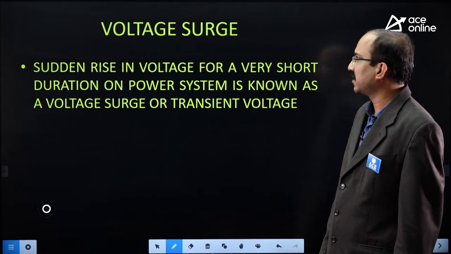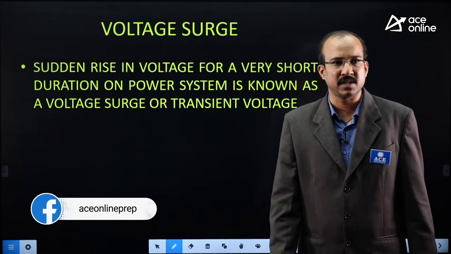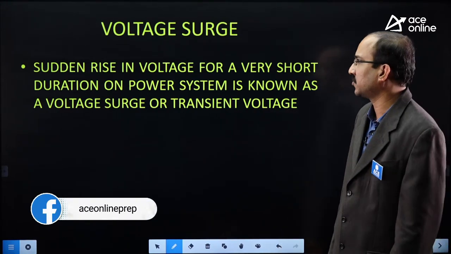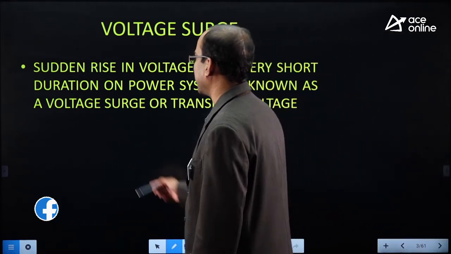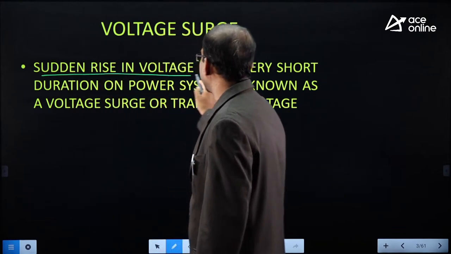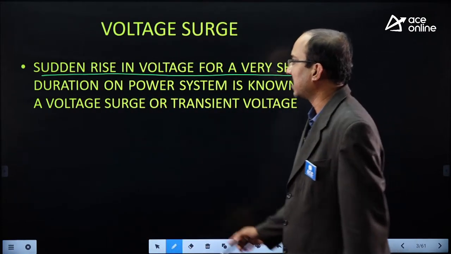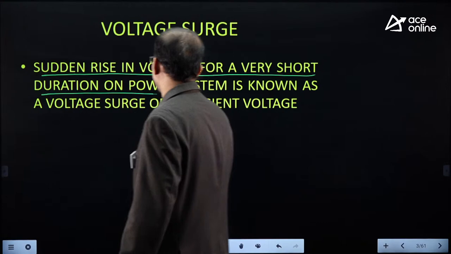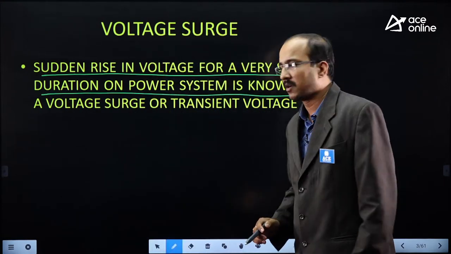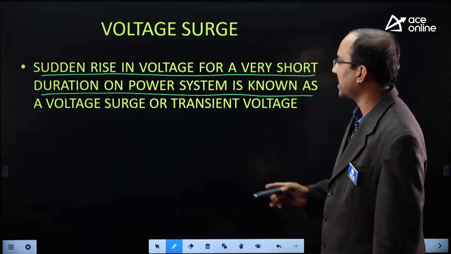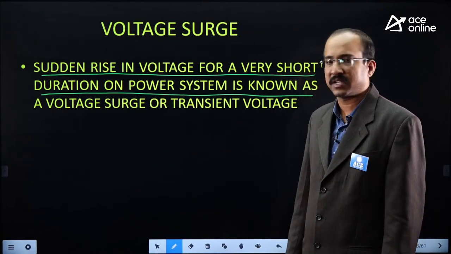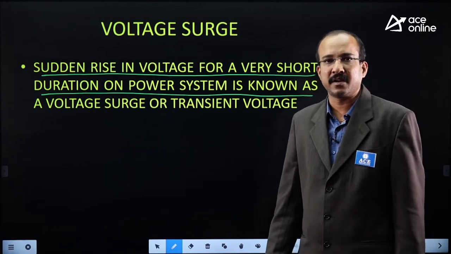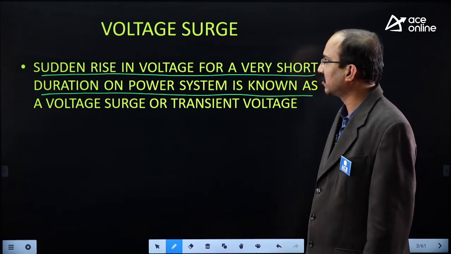First, let us see what we mean by voltage surge. Voltage surge in the power system network is nothing but a sudden rise in voltage for a very short duration on the power system network. We can also call it transient voltage.